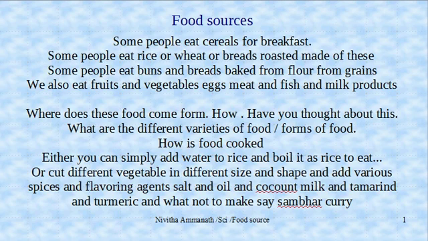We eat products of corn flour, maize, and bajra. We also eat fruits and vegetables, eggs, meat, fish and milk products. Where do these foods come from? Where do we get these vegetables or grains or cereals? How do we get the food? Have you thought about this?